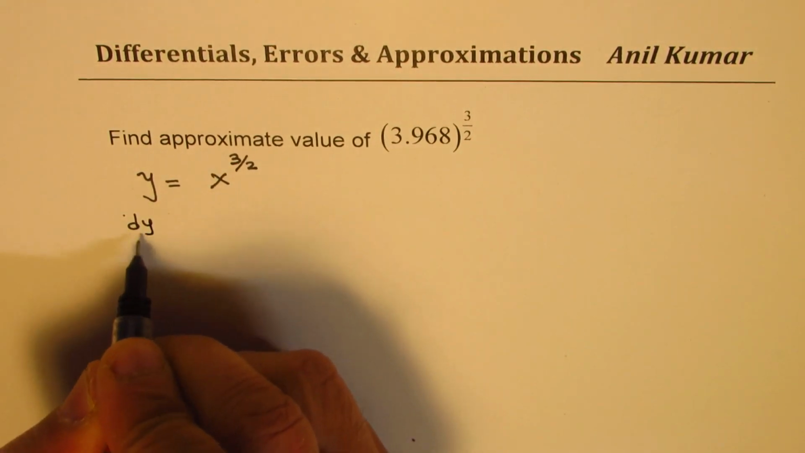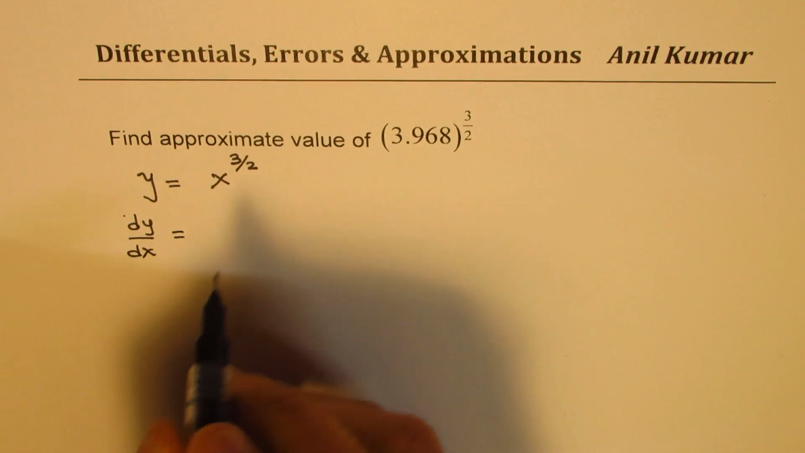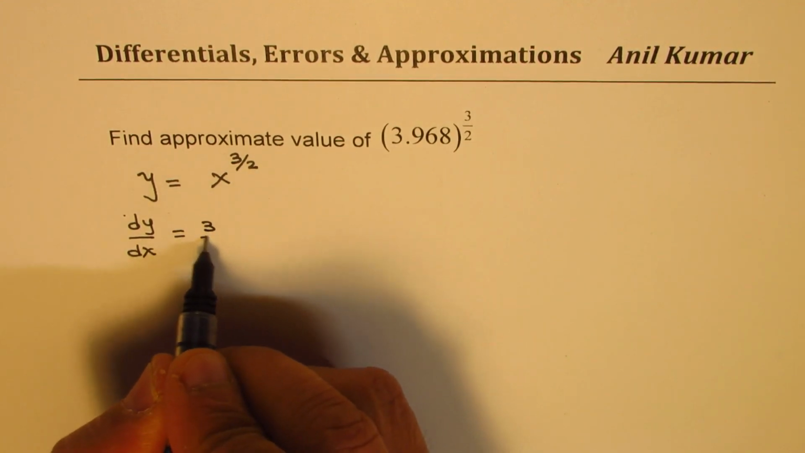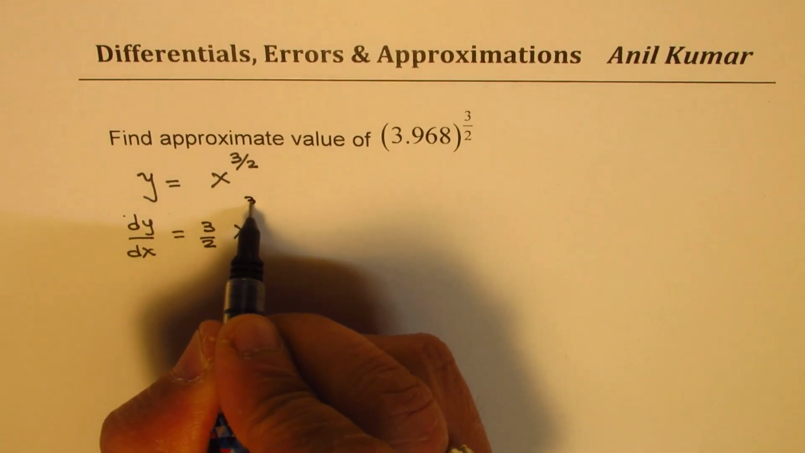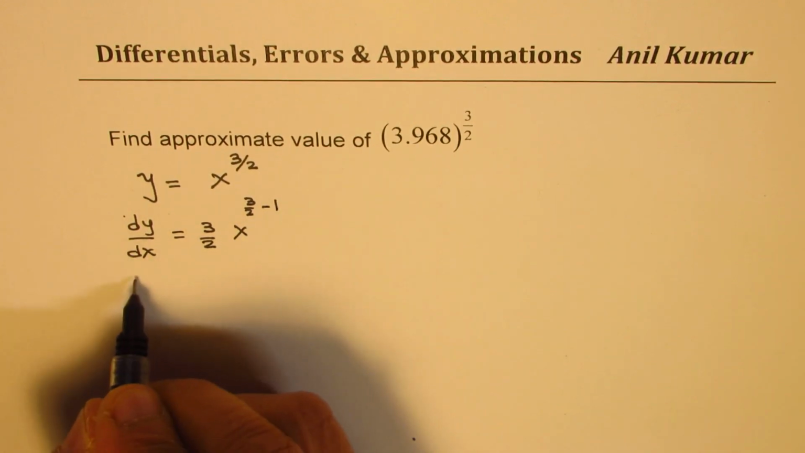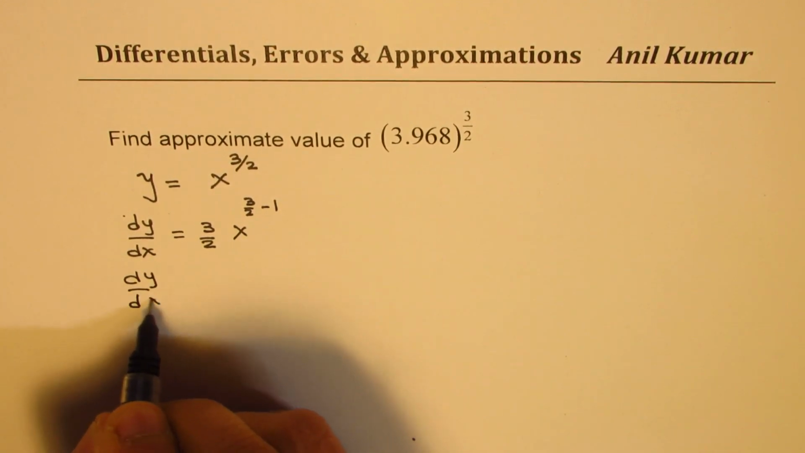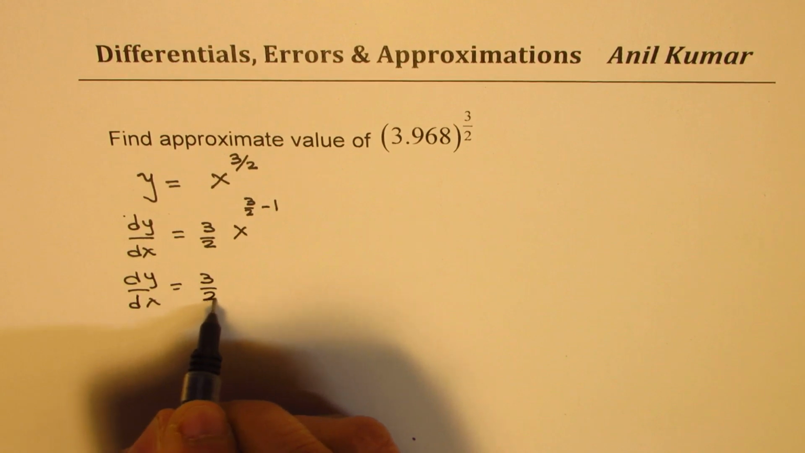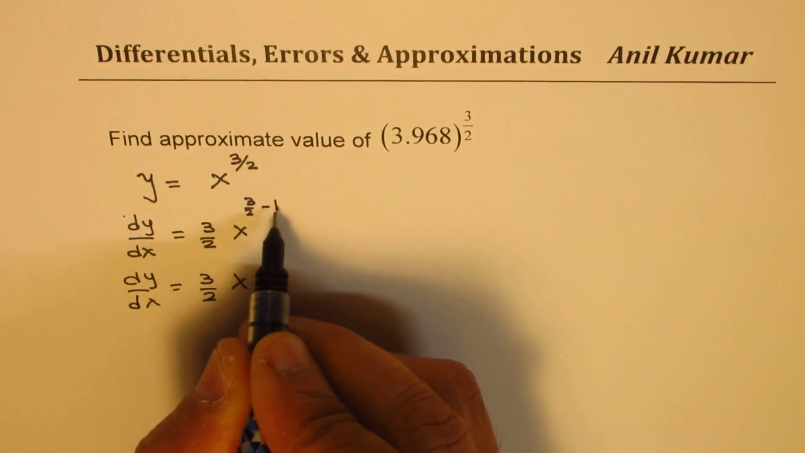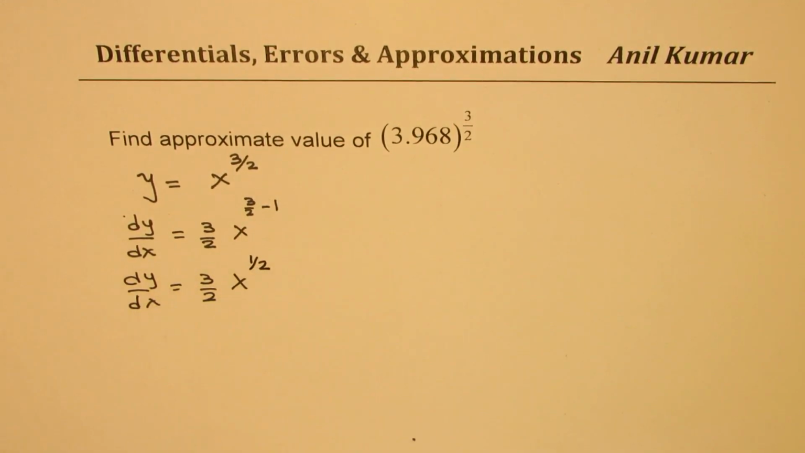So dy/dx, differentiating, we get 3/2 x to the power of 3/2 minus 1. So which is dy/dx, I'm taking extra steps, x to the power of 1/2, correct? So square root of x.